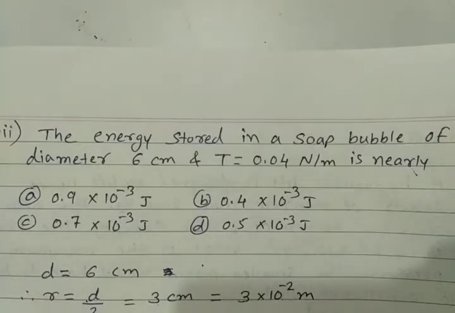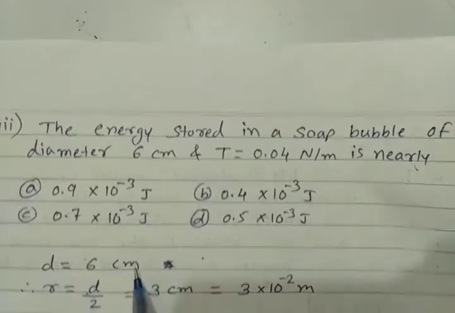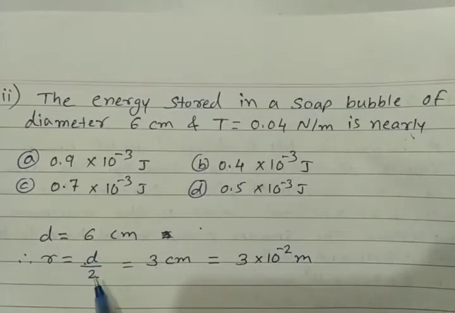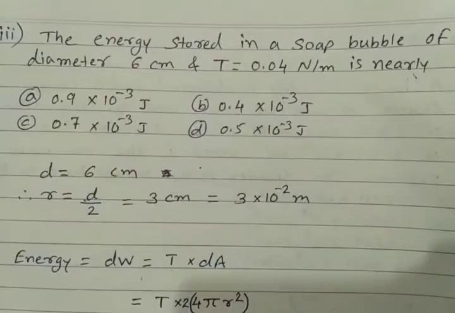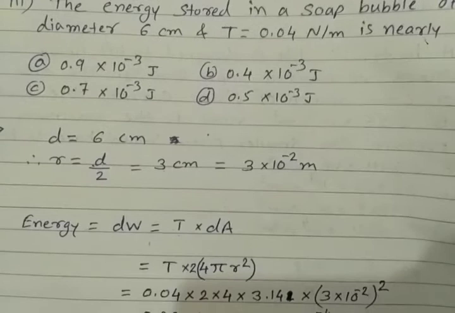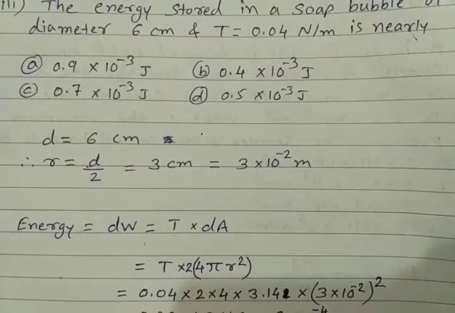Now what is given? We have diameter 6 centimeter, and that's why the radius will be half of the diameter, and it will become 3 centimeter, that is converting into meter, 3 into 10 raised to minus 2 meter. The formula for the energy or the work done is given by dW is equal to T multiplied by dA, and since it is a bubble, there are two surfaces of this spherical bubble.